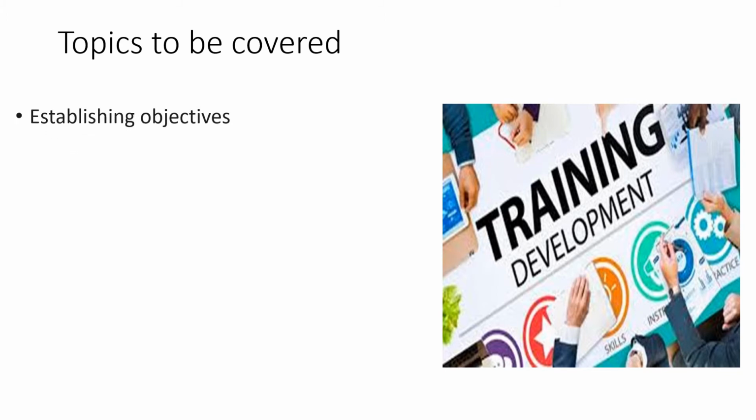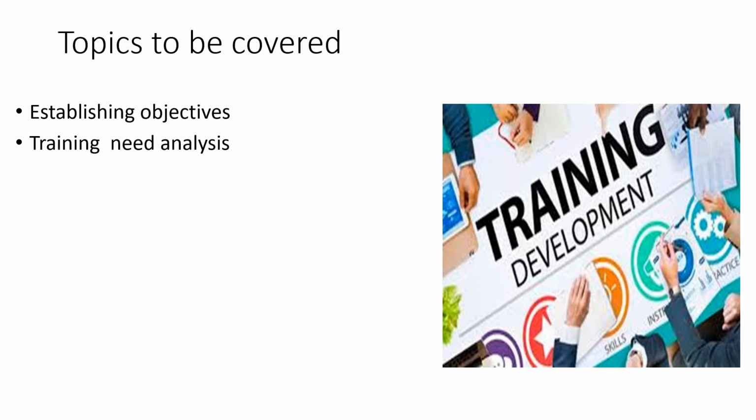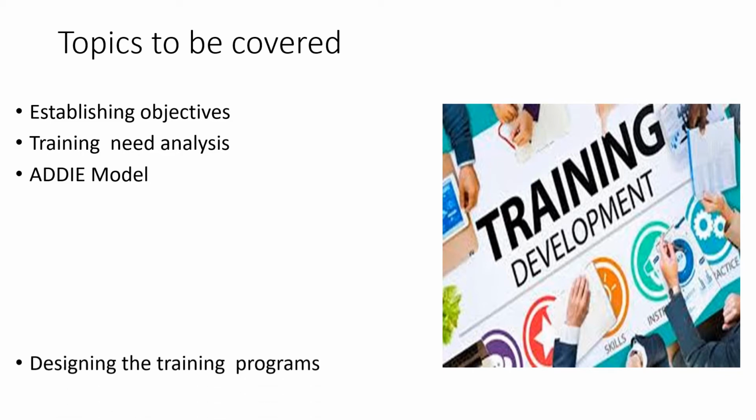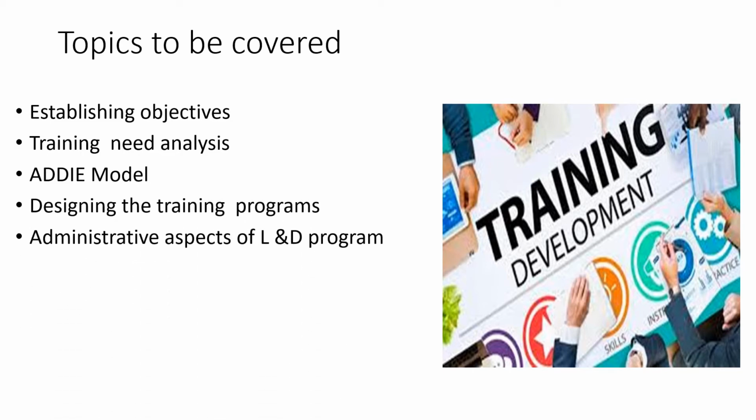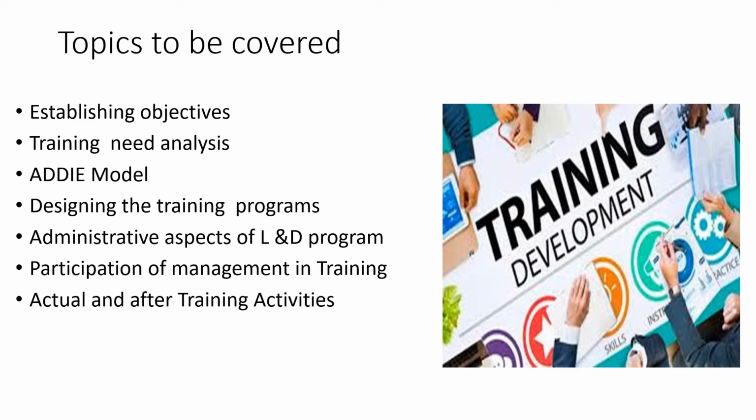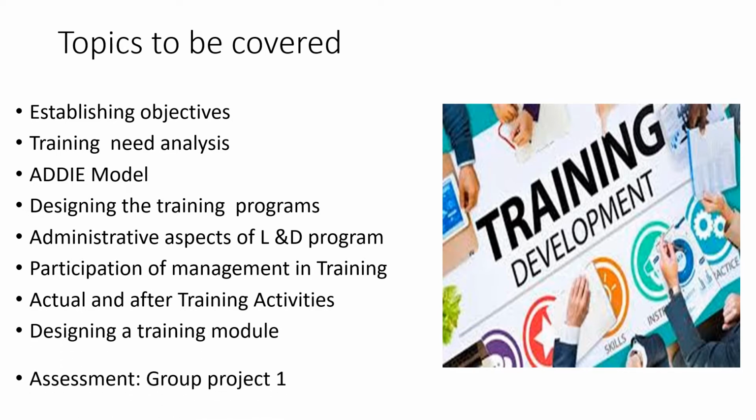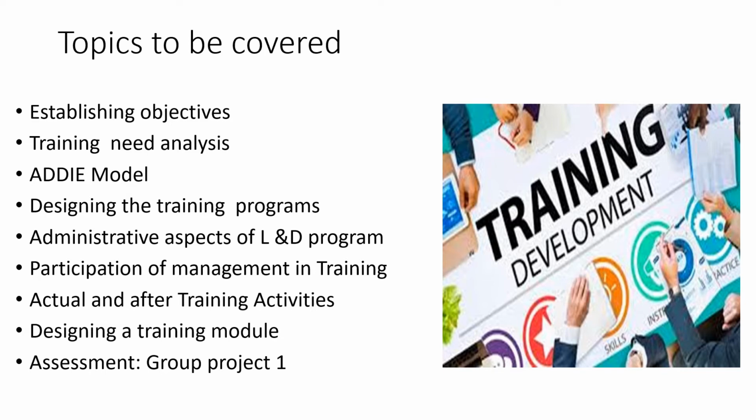Topics that have to be covered in Module 2 are establishing the objectives of the training program, what is the need of training, that is TNA, the ADDIE model, designing the training programs, administrative aspects of learning and development programs, participation of management in training, actual and after training activities, designing a training module, and a group project that will be a part of your assessment.